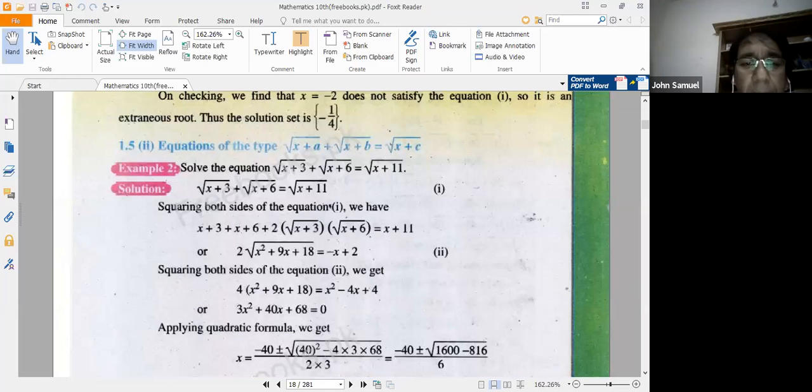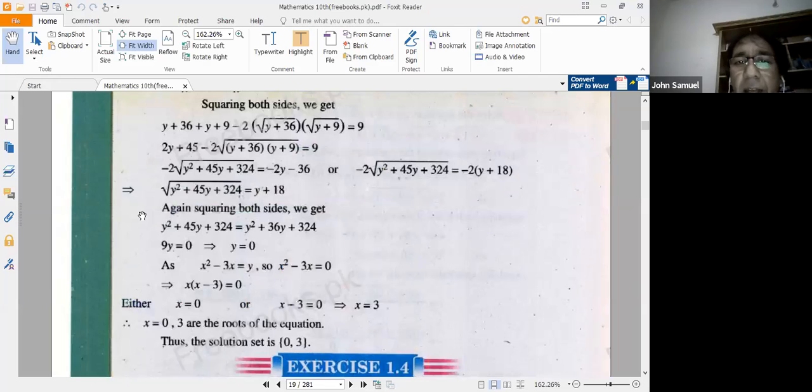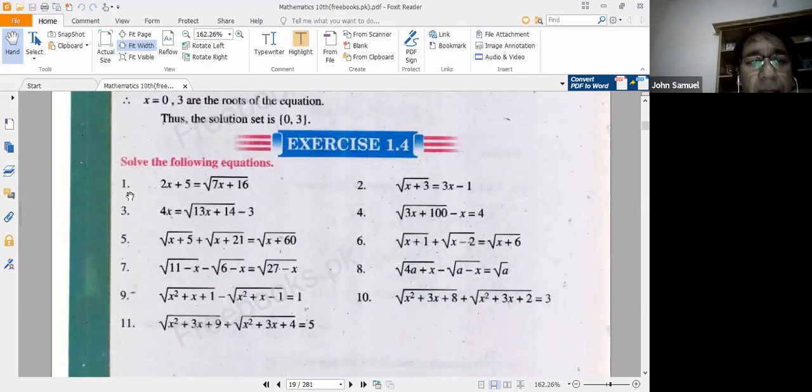Exercise 1.4, sum number 1. It's question number 1. See the radical sign on the right hand side. Question number 2, radical sign on the left hand side. Similarly, question number 3, radical sign on the right hand side, and radical sign is on the left hand side. So these 1, 2, 3, 4 are according to type number 1.